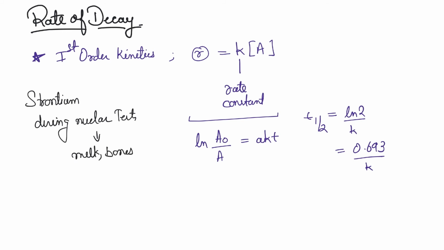Now, a very practical example is strontium, which was liberated during nuclear tests, and now we can find it in our bones and teeth because it has a half time of 28.8 years. Now, let's try to solve a few questions.